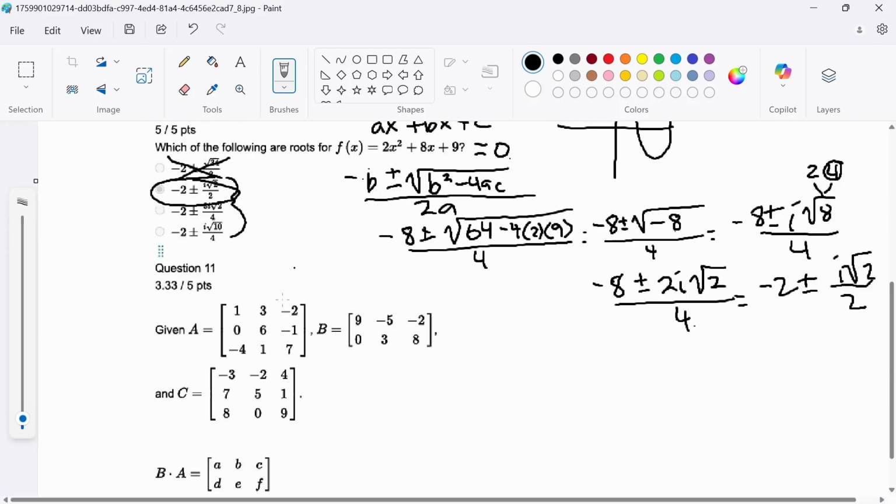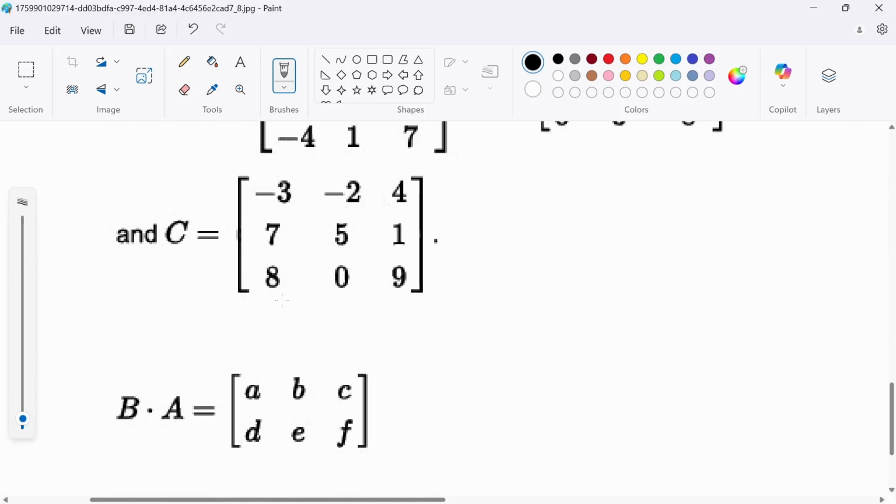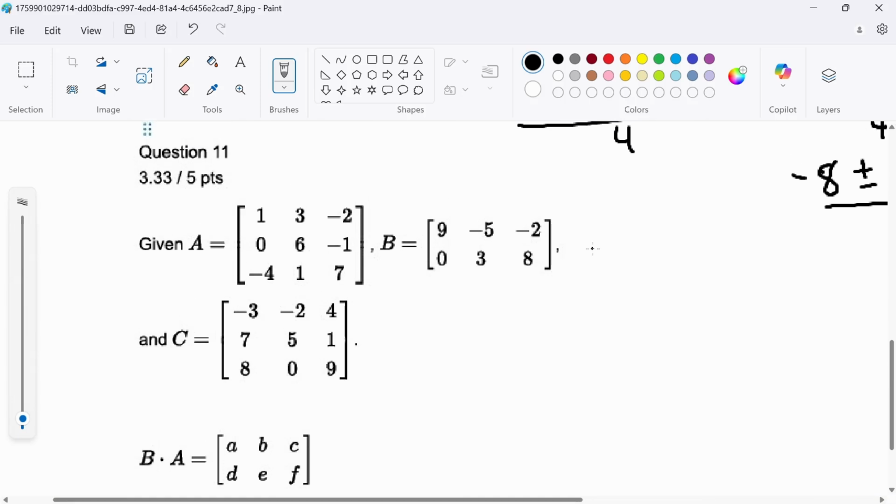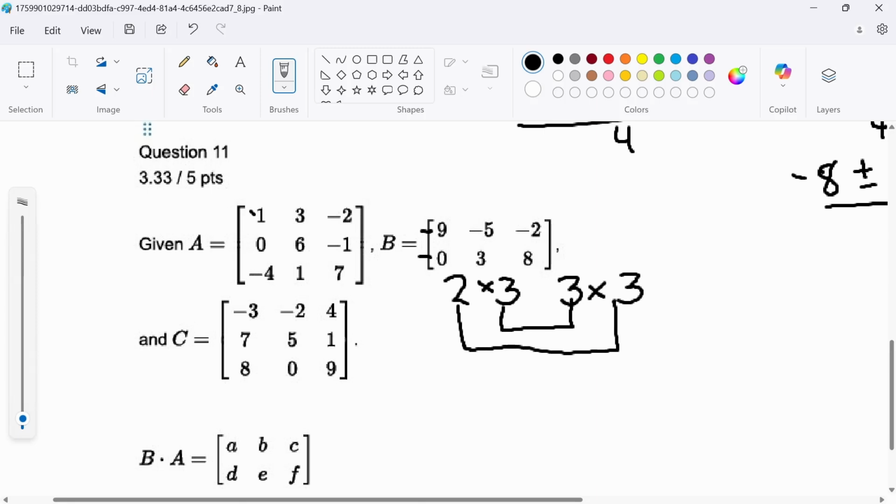Very good. The next one, question 11, wants to multiply matrix B times matrix A. Remember, to multiply it, I have to check the rows and columns. This is a 2 by 3, and A is a 3 by 3. And to multiply them, the middle numbers must be the same, and the result will be the outside numbers. So the result of this is going to be a 2 by 3 matrix.